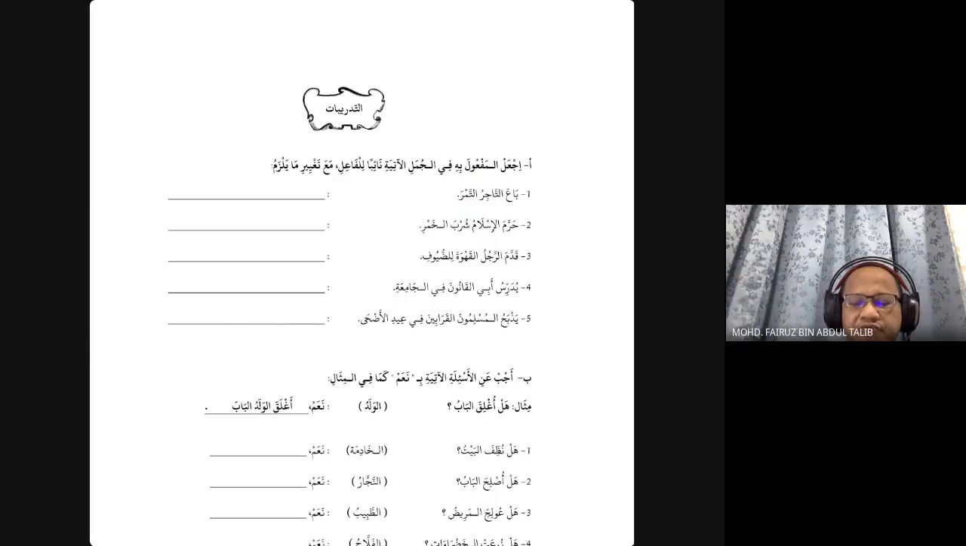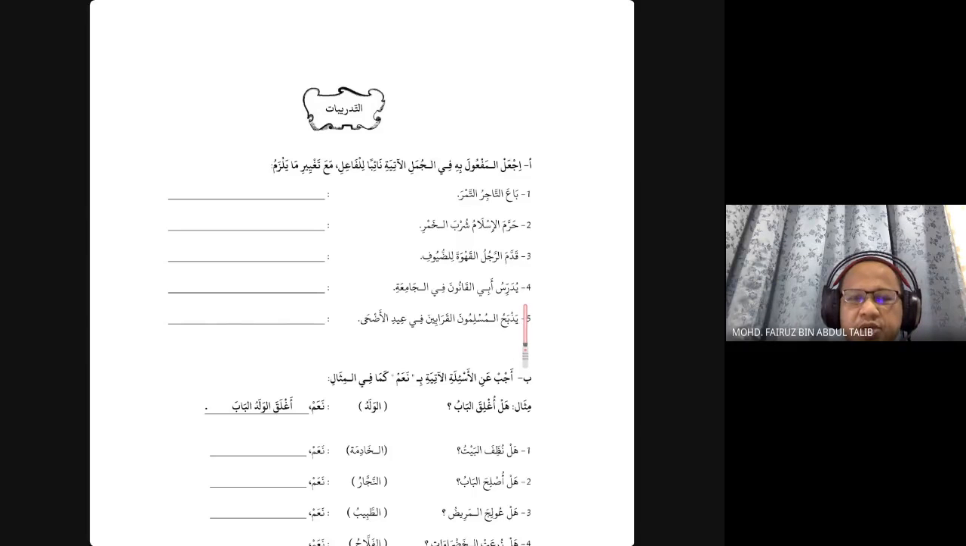So first you need to find where is the مفعول به in the following sentences. Then what you need to do is to change that مفعول به into نائب الفاعل. So how do you change that to نائب الفاعل? There are a few things that you need to do. First, of course, you have to change the verb. These are all the verbs. You need to change the verb from مبني للمعلوم to مبني للمجهول.